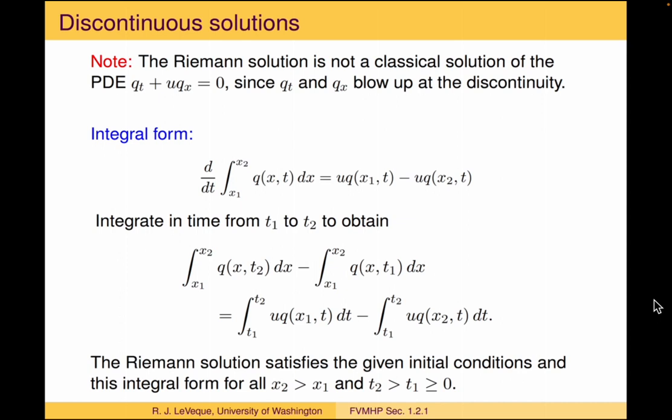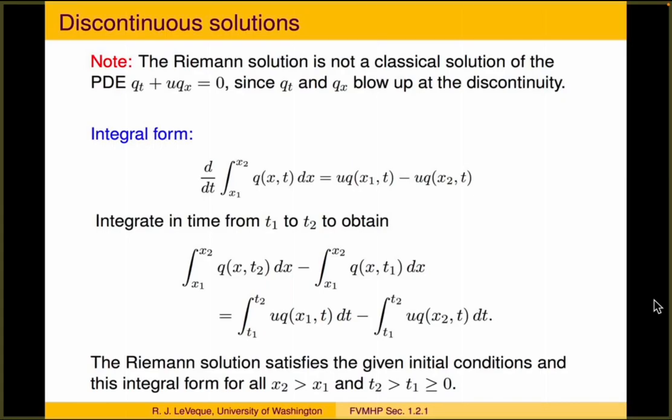So one important thing to note about the Riemann solution is that it's not a classical solution of the PDE, because we can't differentiate the discontinuity and just plug it into the differential equation and see that it's satisfied. In fact, for the Riemann problem, when we look at qt plus uqx equals 0, q is just identically constant except at this discontinuity. So almost everywhere this PDE is just saying 0 plus 0 equals 0, which isn't very interesting because the x and t derivatives are identically 0. But at the discontinuity, the time derivative and the x derivative both blow up.